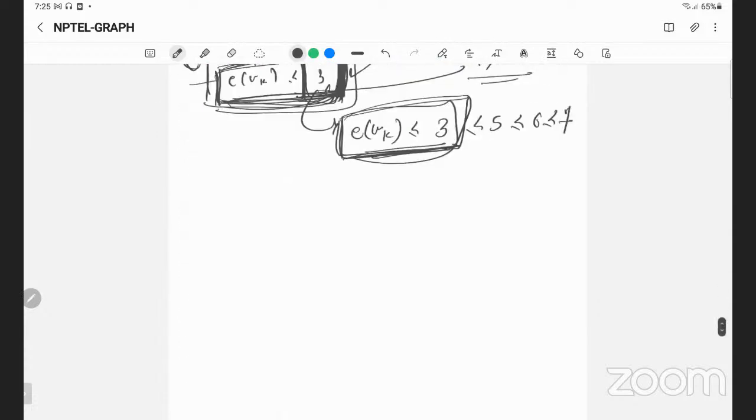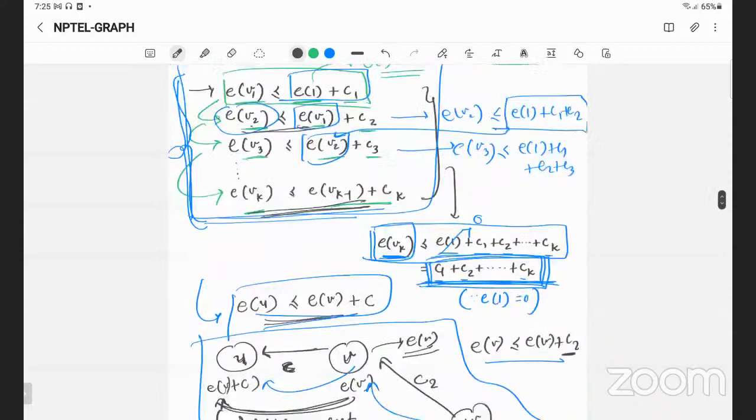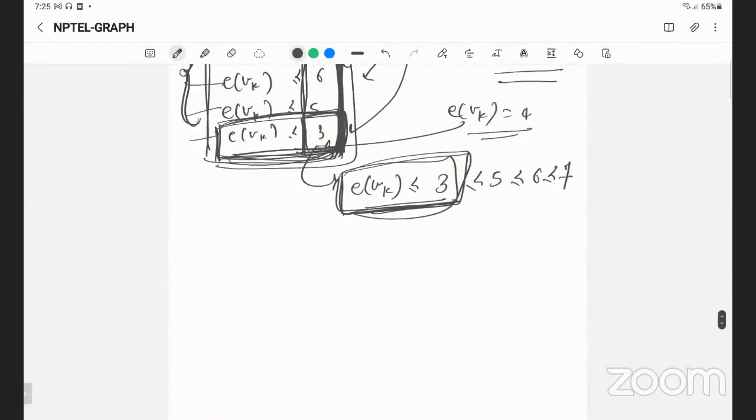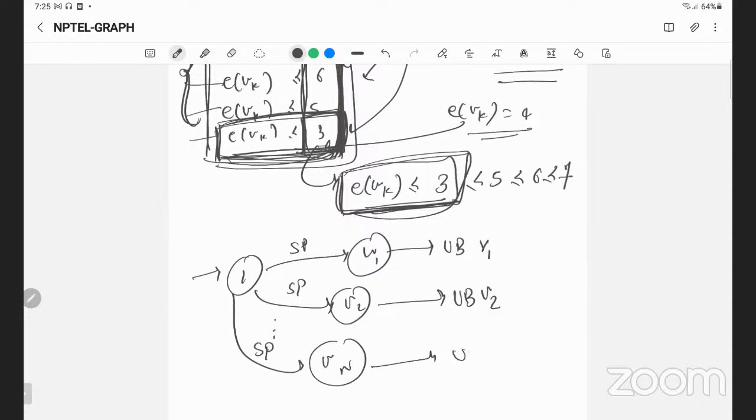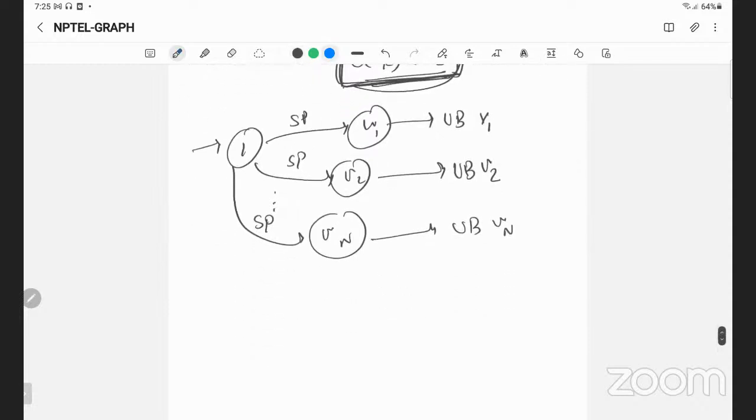So if you build the graph this way, then you just need to find the shortest path from vertex 1 to V1. It will give the upper bound for vertex V1. If you find the shortest path from vertex 1 to vertex V2, it will give the upper bound for vertex V2. And similarly, the shortest path from vertex 1 to vertex Vn will give the tightest upper bound for the vertex Vn, right? This is the one type of graph that we have built for this type of inequalities.